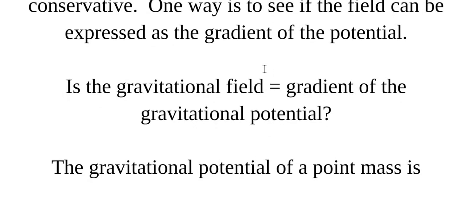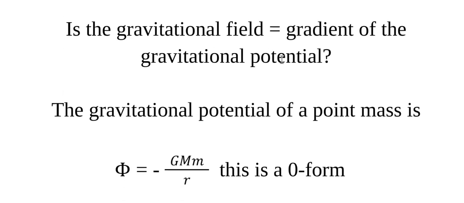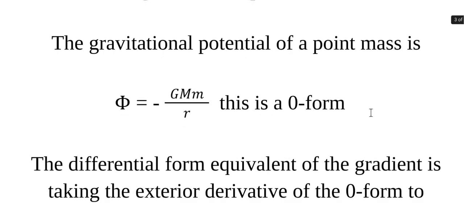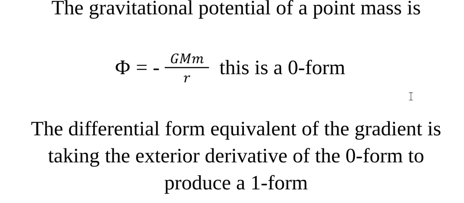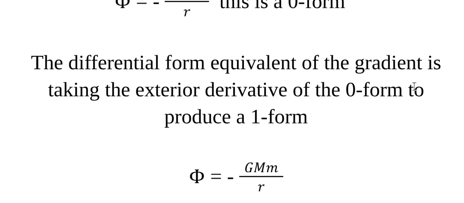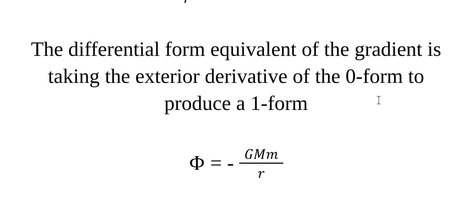The gravitational potential of a point mass is written like this: capital Phi equals minus G, big M, little m over r. So this is just a function, so that's a zero form, right? The differential form equivalent of the gradient is taking the exterior derivative of this zero form, and it produces a one form. All right, so here is our zero form.